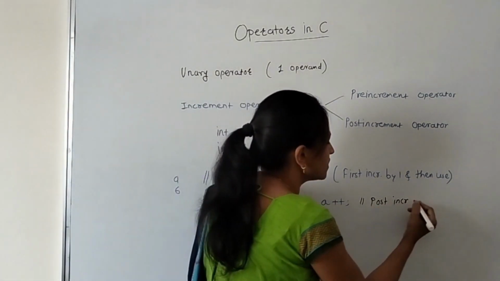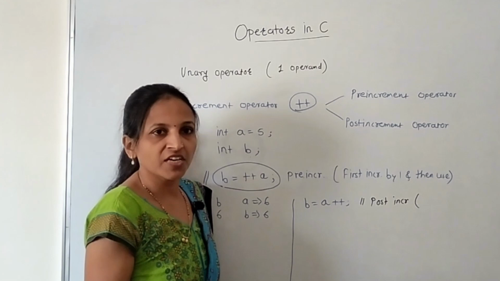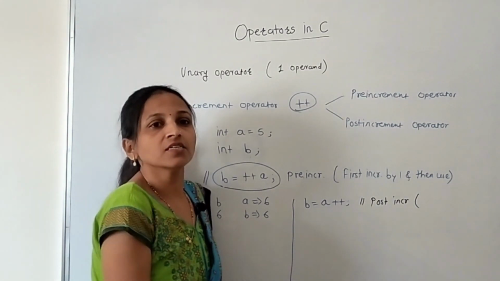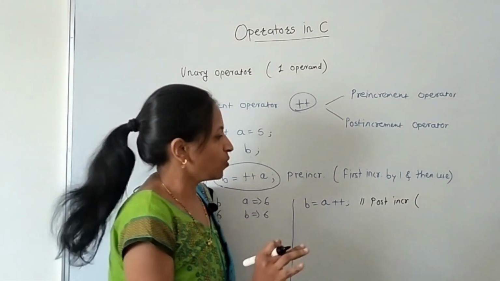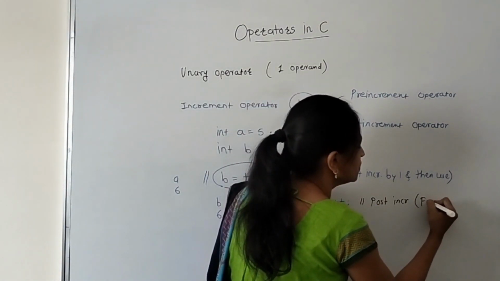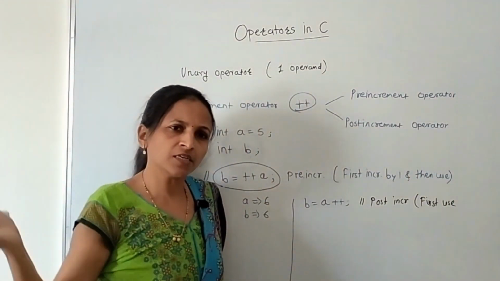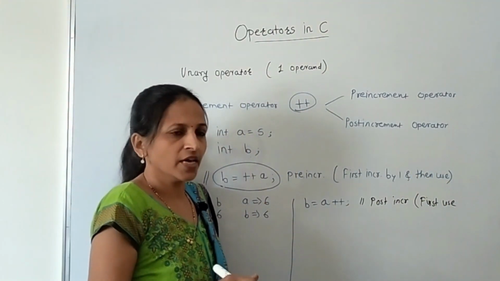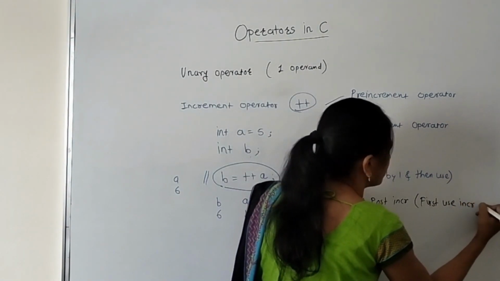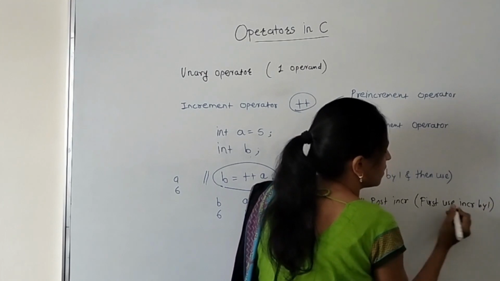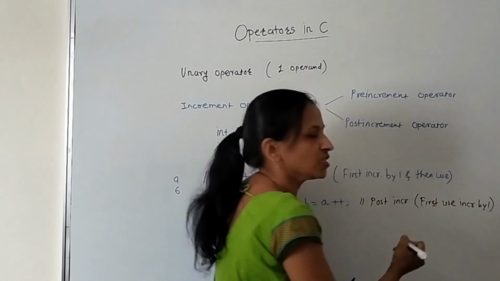Okay, now post increment means what? First use that value of that variable and then increment the value of that variable itself by 1. Means first use, and post means after using. Okay, after using, increment the value by 1. This is the meaning of this statement, that is post increment.